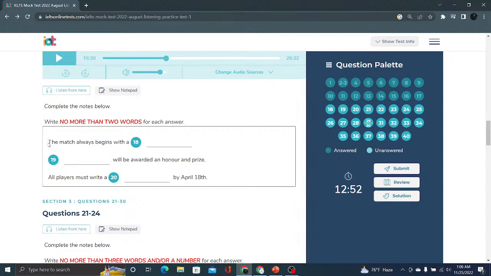Let's highlight some clues for this question. Now, look at questions 18 to 20. Now, listen carefully and answer the questions.